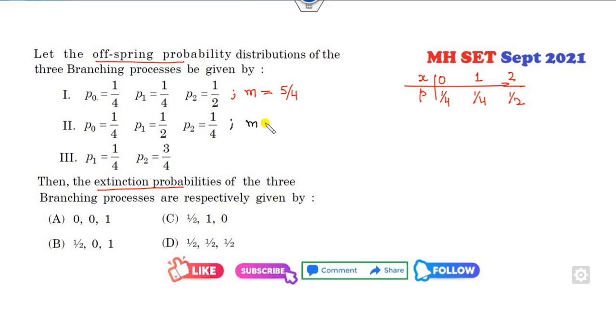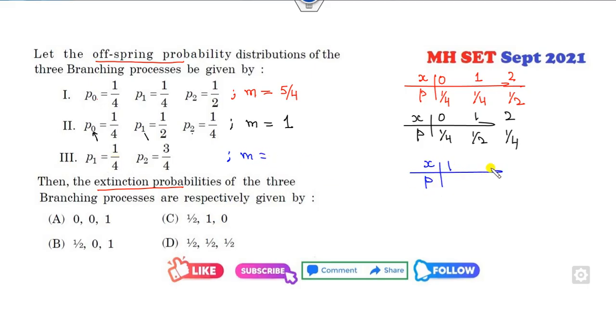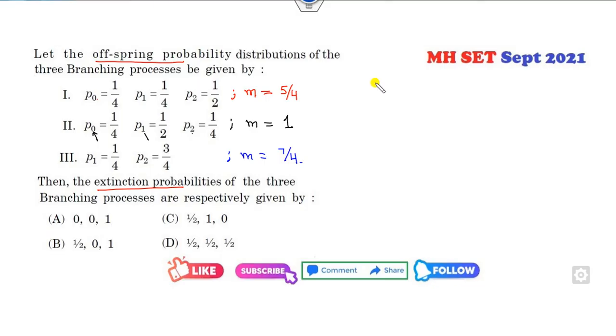Corresponding to this, it will be X and p, with values 0, 1 and 2. That's a 0, a 1 and a 2, with probabilities 1 over 4, 1 over 2, 1 over 4. Answer is 1. Corresponding to the third case, it is X and p. Now they have only two values. 1 will be 1 by 4, 3 will be 3 by 4. So it will be 7 by 4. Is it fine? Now look at the shortcut tricks.